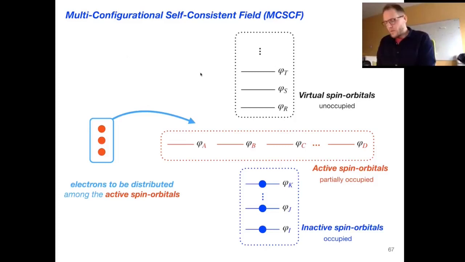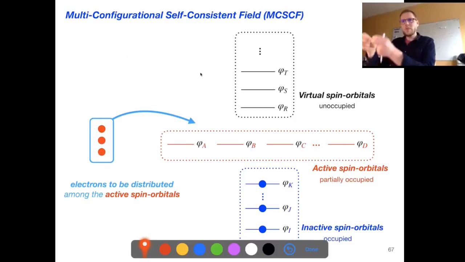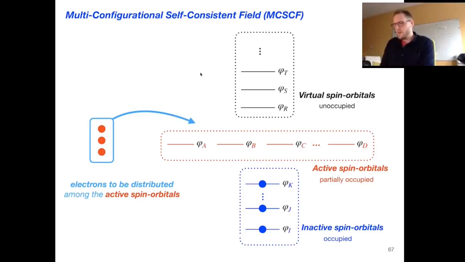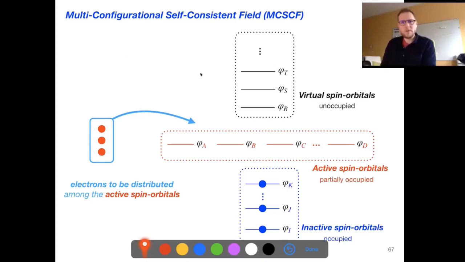So the orbitals are doubly occupied, or the spin orbitals are singly occupied. Then you have the collection of orbitals that we call active, in which you distribute your electrons. In the case of H2, the bonding gerade and ungerade orbitals are the active orbitals. We were distributing 2 electrons in 4 spin orbitals, if I include the spin. Here on my drawing, I have several active orbitals, and I have to distribute 3 electrons into them. So you can generate different configurations, which is the reason why we call this multi-configurational self-consistent field.